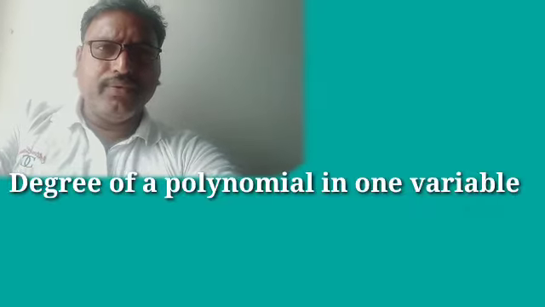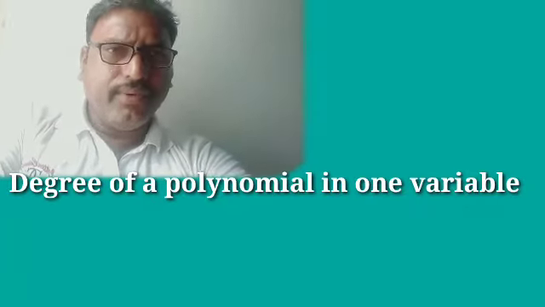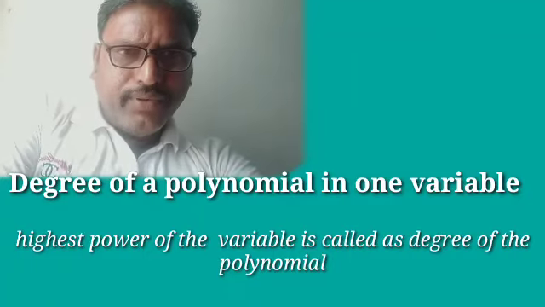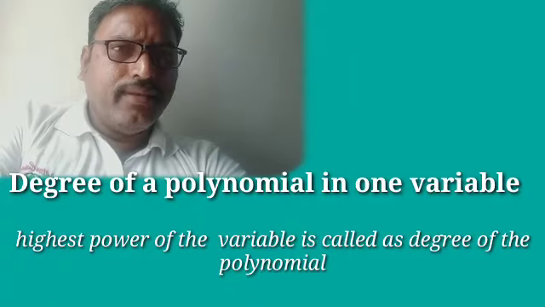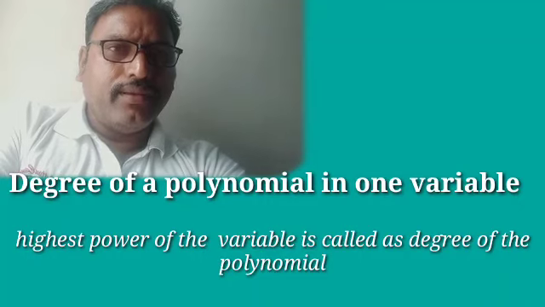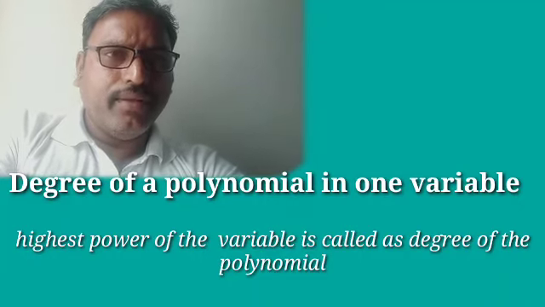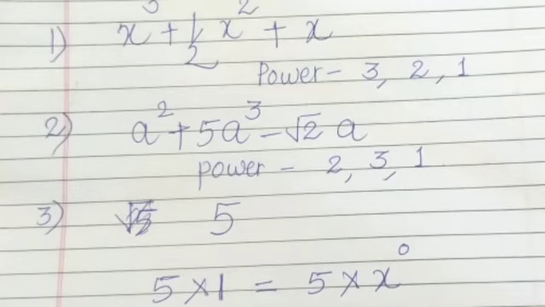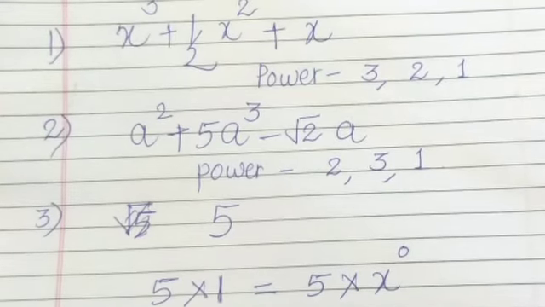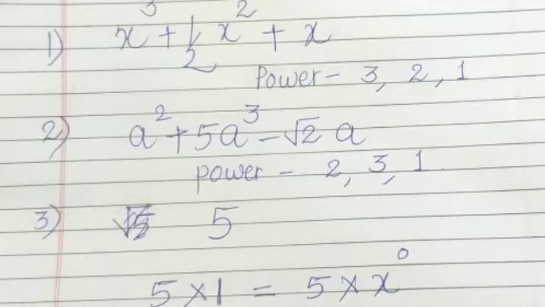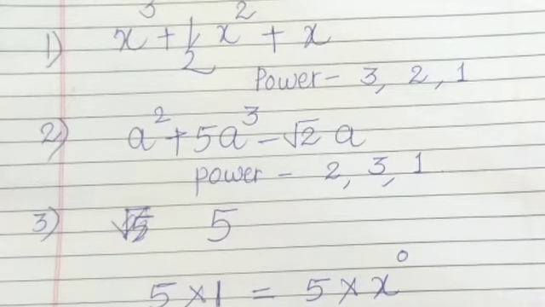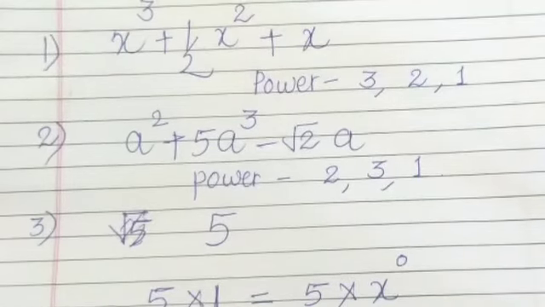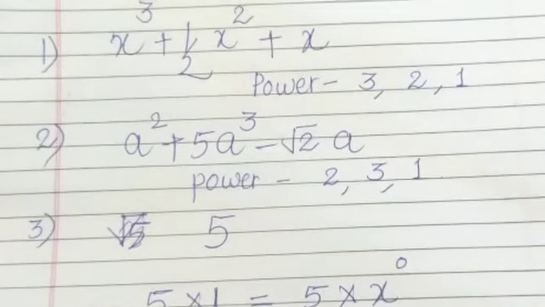Dear friends, now we are going to study the degree of a polynomial. Actually, the highest power of the variable in the polynomial is known as the degree of a polynomial. In the first example, the highest power of the variable is 3, and that's why the degree of this polynomial is 3. In the second example, the highest power is 3, and that's why its degree is 3.